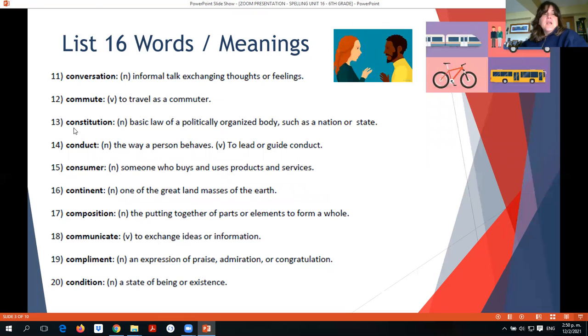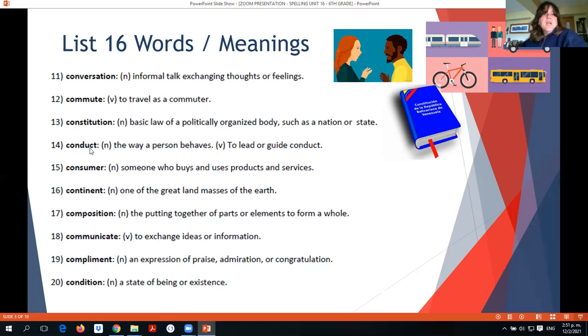Number 13, constitution, prefix con, is the basic law of a politically organized body, such as a nation or a state. For example, we have our constitution here in Venezuela, and it's here in the picture.